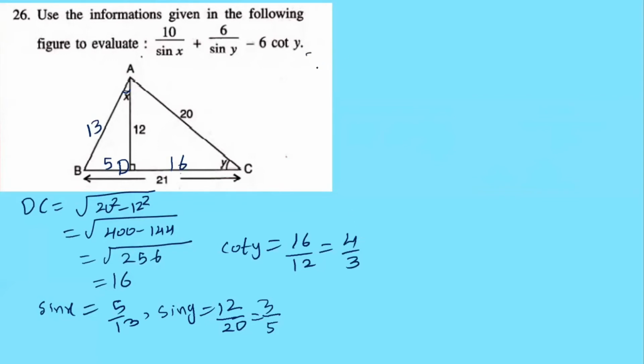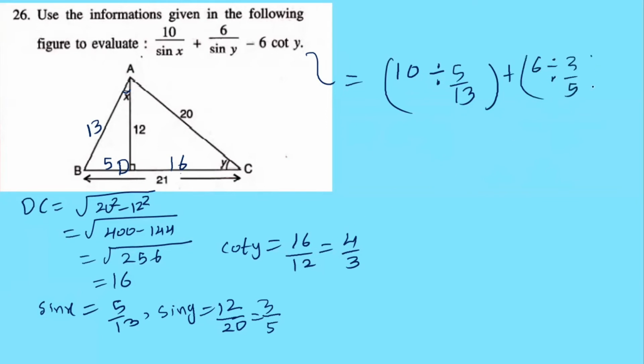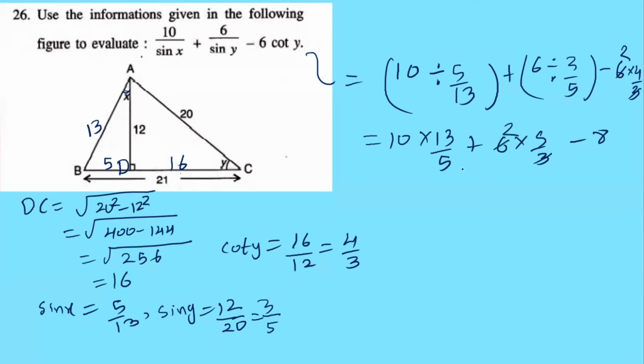Let us put the values in this given equation. So 10 divided by sin x, which is 5 upon 13, plus 6 divided by sin y, where sin y is 3 by 5, and minus 6 cot y, where cot y is 4 upon 3. Let us simplify. 10 into this becomes 13 by 5, plus 6 into this becomes 5 by 3, minus 6 times 4 by 3, 3 2s are 6, 2 times 4 it is 8. So 10 times 13 by 5 is 2 times 13, which is 26, 6 times 5 by 3 is 2 times 5, which is 10, minus 8.